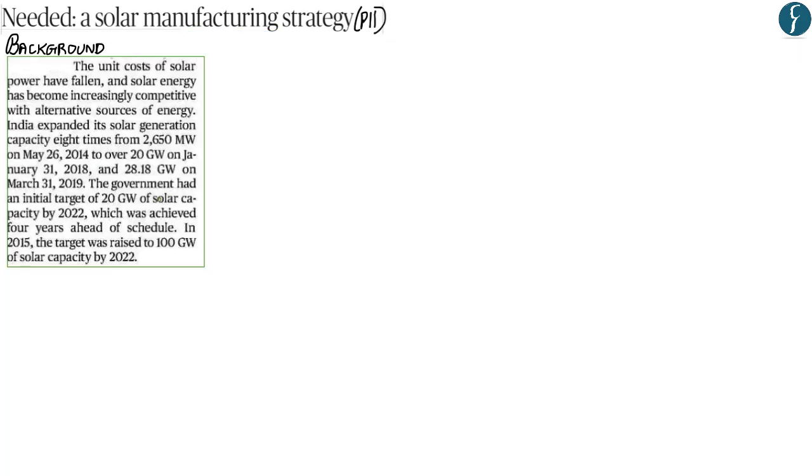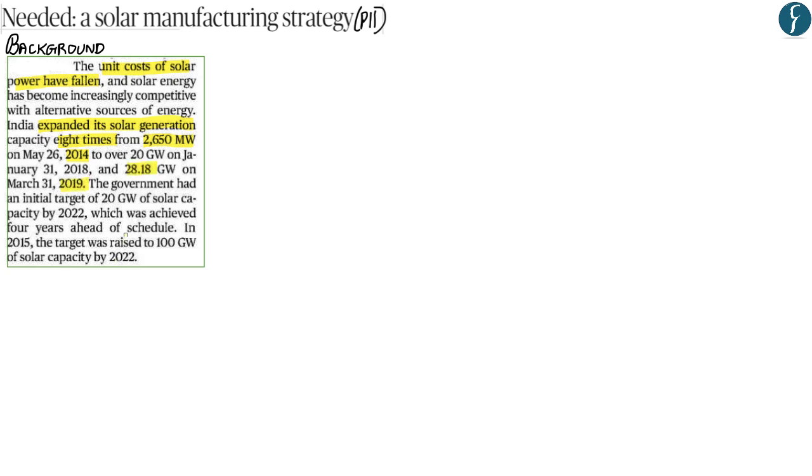Now the first aspect that the author highlights is with regards to the background of solar energy within India, whereby the author has said that the unit cost of solar power which can be produced within India has fallen dramatically, whereby India has one of the lowest unit cost of producing solar power within the world. Apart from this, India has also expanded its solar generation capacity over 8 times, whereby it was around 2600 megawatts in 2014, which has now risen to around 28 gigawatts in 2019.